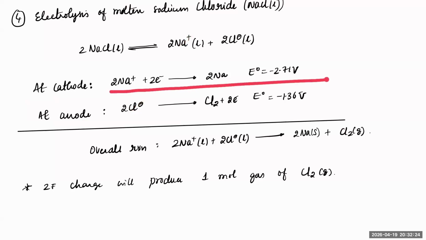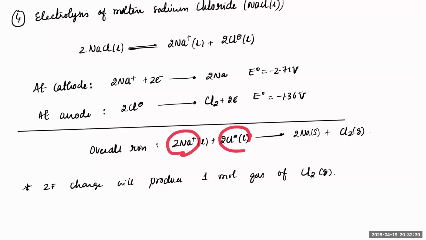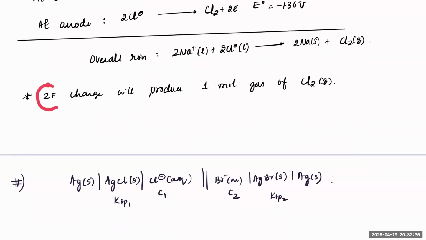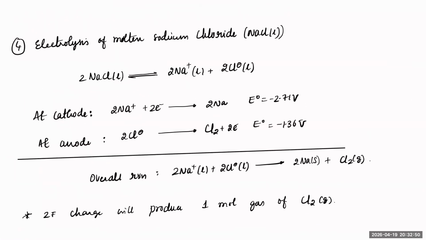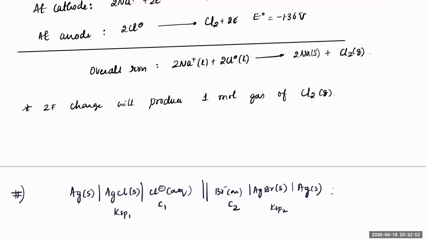So at anode, this reaction will happen. At cathode, this reaction will happen. So overall, 2 Na plus and 2 Cl minus are reducing and oxidizing in this form. So we can say 2 Faraday charge will produce 1 mole of chlorine gas at anode and 1 mole of sodium at cathode. I hope this electrolysis part is clear.